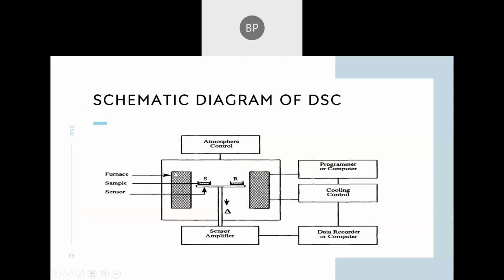Furnaces are there on either side of the sample and reference for providing heat. The sensor measures the temperature and sends it to the data recorder or computer. And atmosphere control is important, as we can't have any reactions inside the crucible with the sample.